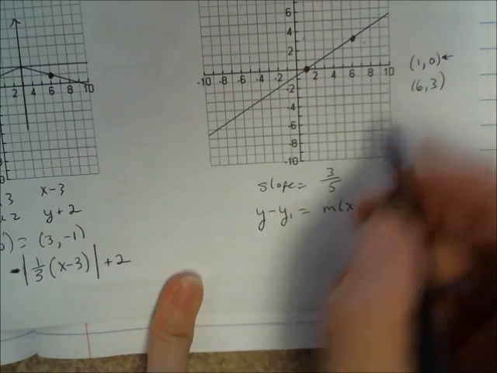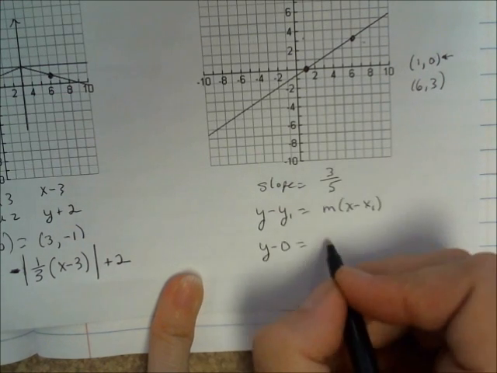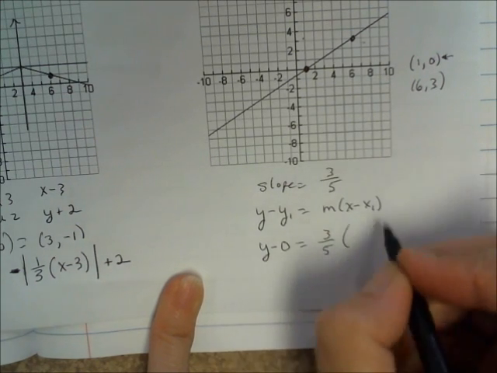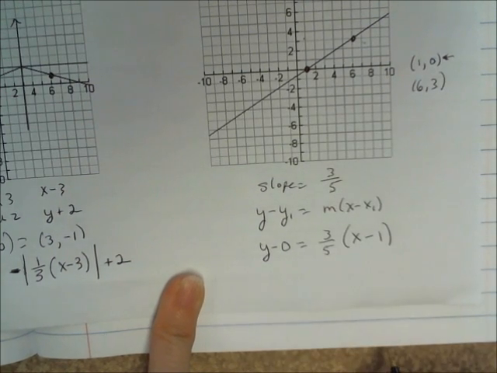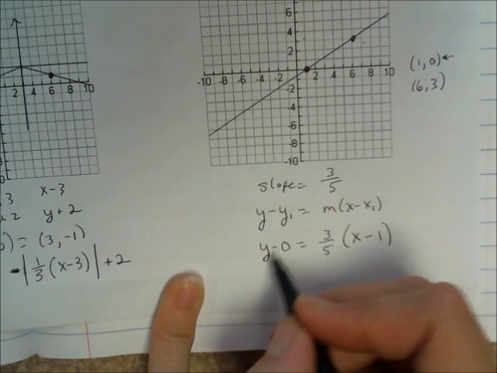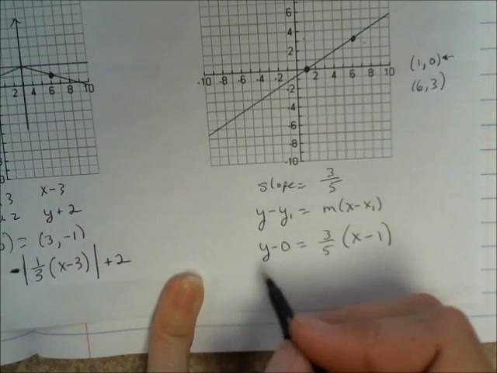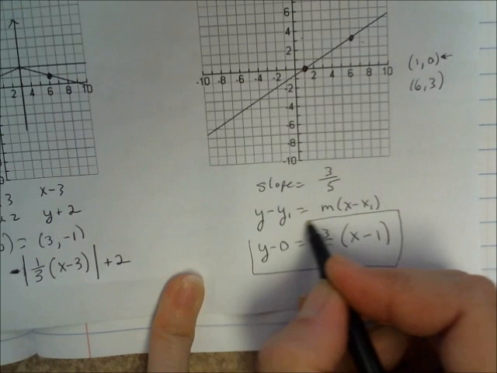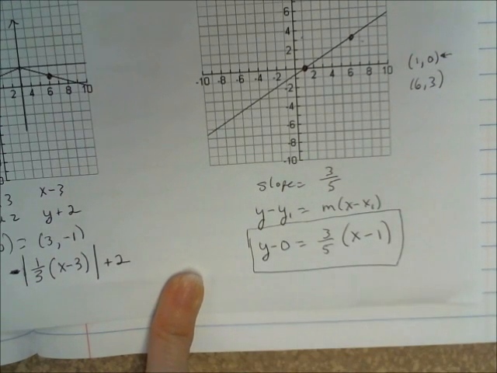So we'll use this point. So y minus y1 is 0. The slope is 3/5. X minus x1 is 1. So you can leave it like that if you want, or you can just take that minus 0 out if you want. If you want to distribute the 3/5, you can. Really doesn't matter. Do anything algebraically as long as it's correct. But I'll just leave it like that.